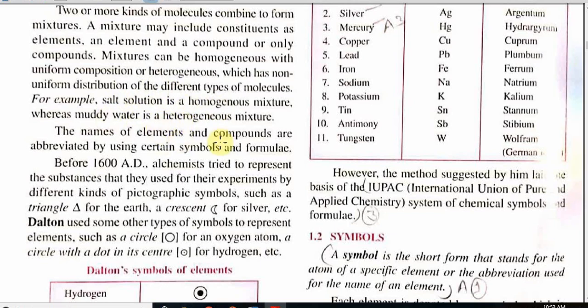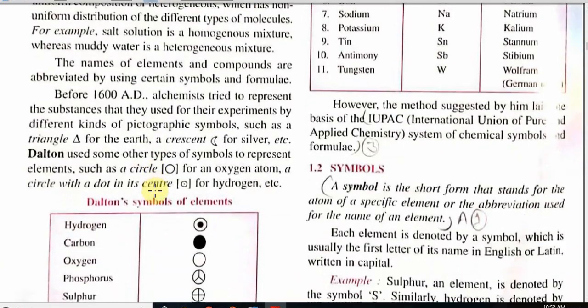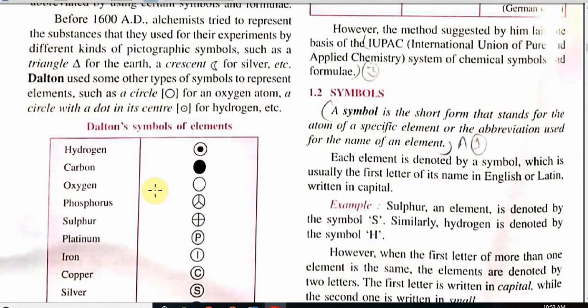In naming elements and compounds, we actually follow a very long tradition. Before 1600 AD, alchemists, or chemistry experiment holders, tried to represent substances by symbols or pictorial representations. Students, please memorize these symbols. Like a triangle means earth, and a crescent moon for silver.